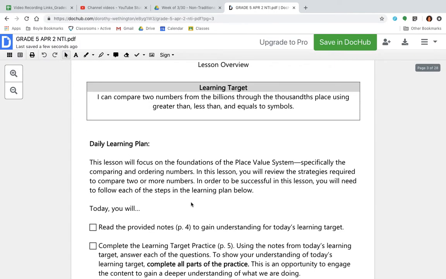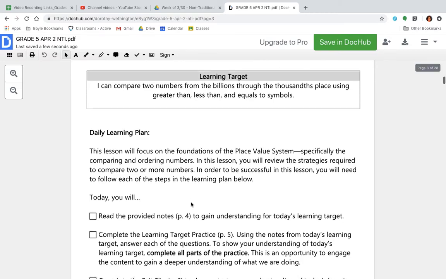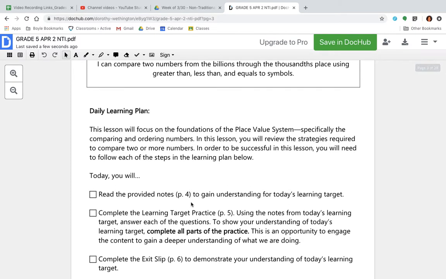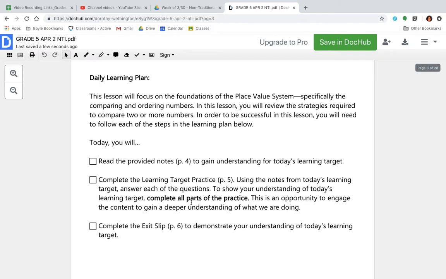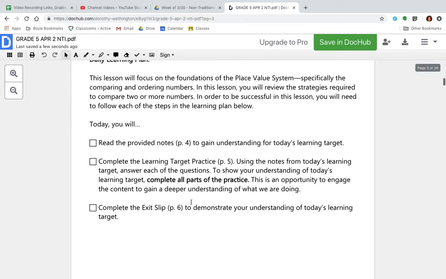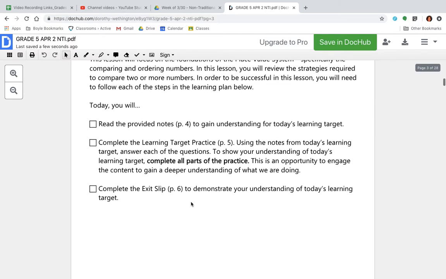In order to be successful in this lesson, you will need to follow each of the steps in the learning plan below. Today you will read the provided notes, page 4, to gain understanding for today's learning target. Complete the learning target practice, page 5. Using the notes from today's learning target, answer each of the questions. To show your understanding of today's learning target, complete all parts of the practice. This is an opportunity to engage the content to gain a deeper understanding of what we are doing. Complete the exit slip, page 6, to demonstrate your understanding of today's learning target.